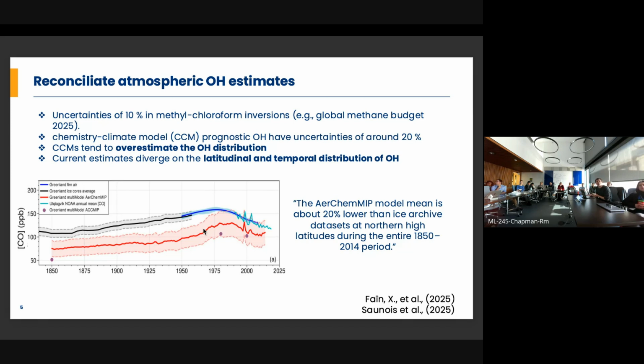So this is the AerChemMIP, one of the latest MIPs in chemistry, and every single model is outside of the observational range because of the OH issue, which is illustrated here in terms of CO. This could be due to CMIP6 CO emissions, and I will talk about it, but clearly we're talking about two different distributions here, and it's not really accepted.